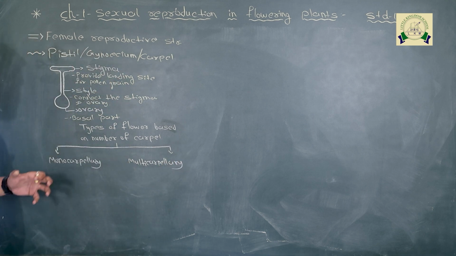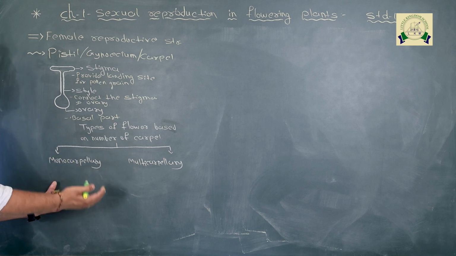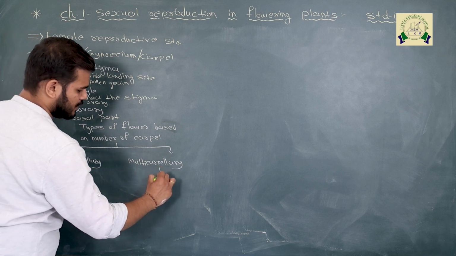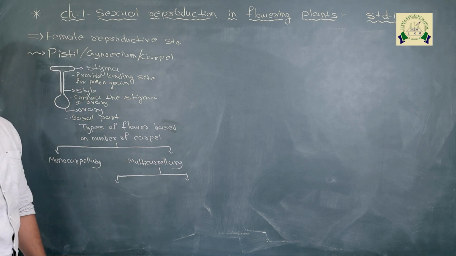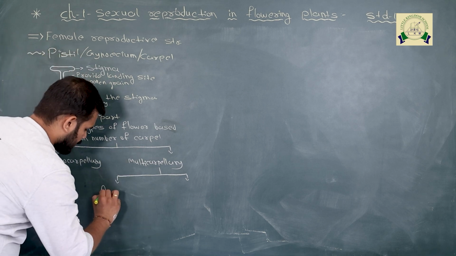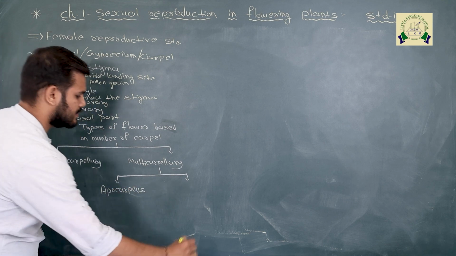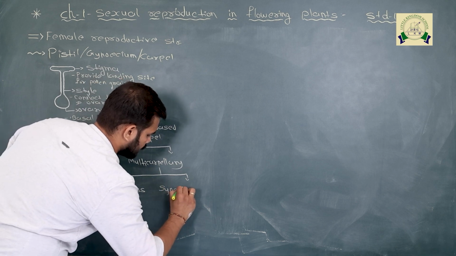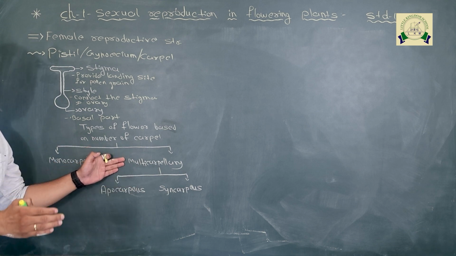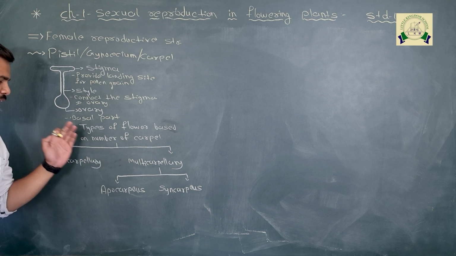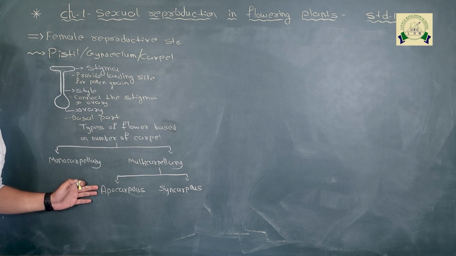A flower containing more than one pistil is called a multicarpellary flower. If a flower contains only one pistil, there is no further division, but if a flower contains more than one pistil or more than one carpel, it is further divided into two types. First, apocarpous, and second, syncarpous. If there are more than one carpel and all the carpels are free from each other, not fused, then it is known as an apocarpous flower.